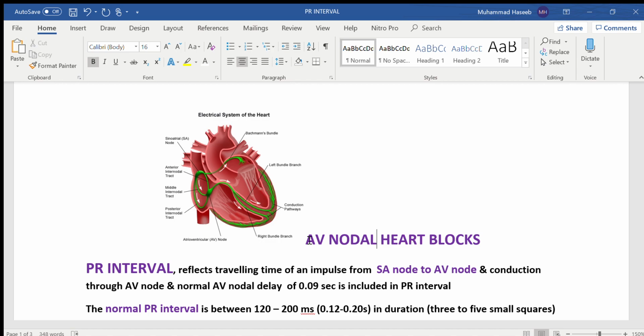Here's a brief review of the AV nodal blocks, AV nodal heart blocks. This diagram is self-explanatory here.